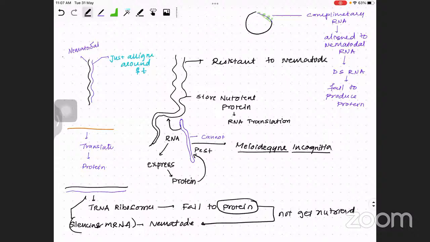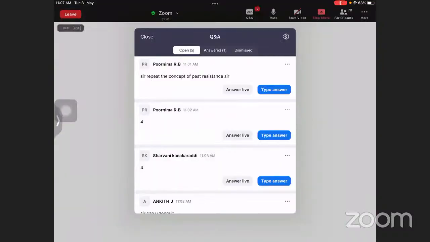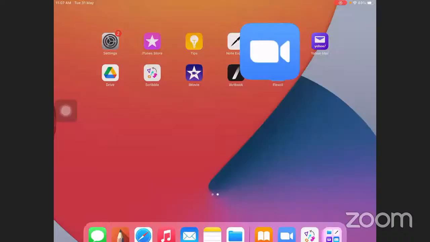So nematodal RNA is silenced by the complementary RNA which is introduced or which is synthesized. Who is going to synthesize it? Plasmid. And who is going to introduce that plasmid? Us. We are going to introduce that plasmid. Is that clear? So everything happens under the soil, and now the nematode will fail to gain nutrition. Okay, so we'll go back to MCQ.